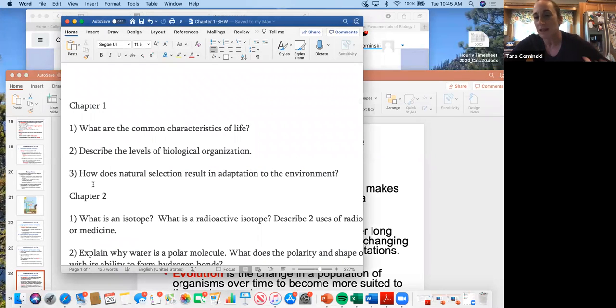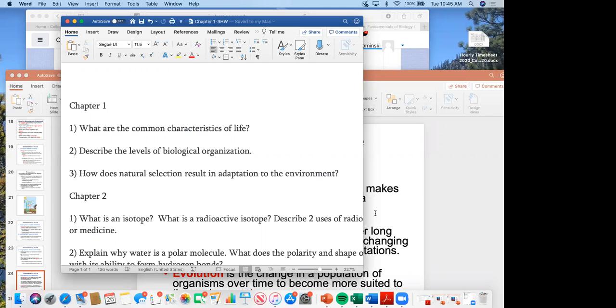Let's go to question 3, just because that corresponds to where we are in the lecture. It says, how does natural selection result in adaptation to the environment? So somebody, how would you relate natural selection and adaptations? What'd you put for that? I said that those with traits that are best fitted to survive in an environment are more apt to be passed down than those that lack these traits. Therefore, organisms are going to adapt to the environment in order to survive.